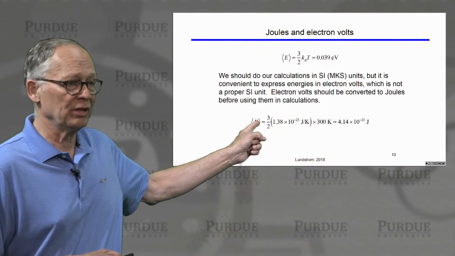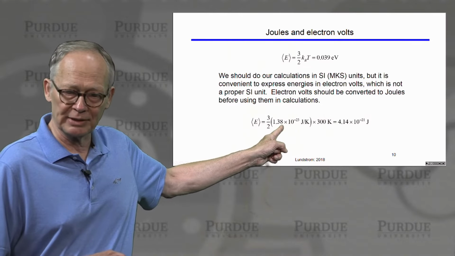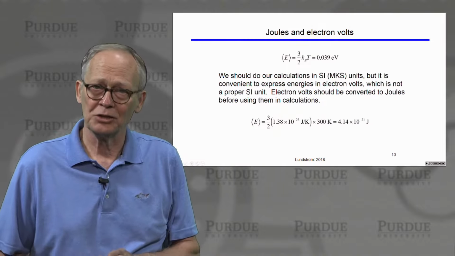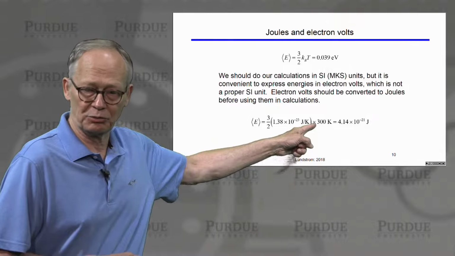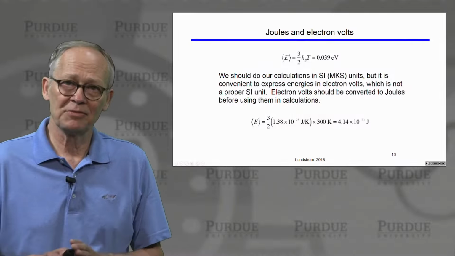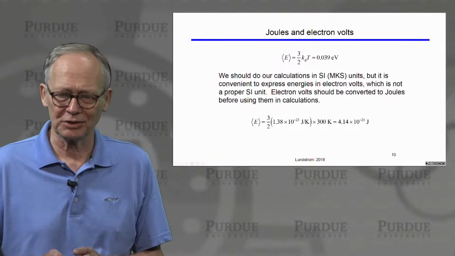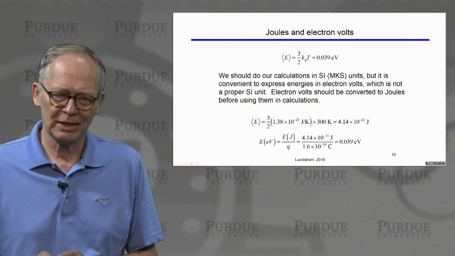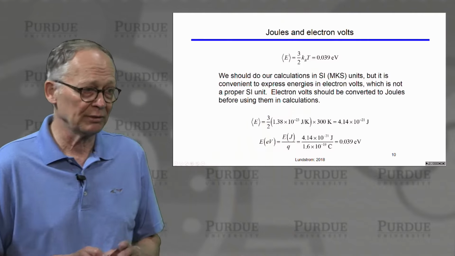So when I'm computing the average energy, I would take 3/2. I would multiply it by Boltzmann's constant, which is 1.38 times 10 to the minus 23rd joules per Kelvin. And then I would multiply by the temperature in Kelvin, 300, and the answer would come out in joules. So the average thermal energy would be 4.14 times 10 to the minus 21st joules. Well, that's not a convenient number to carry around in your head. So it's more convenient to think about these energies in terms of electron volts.